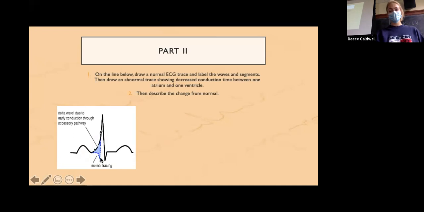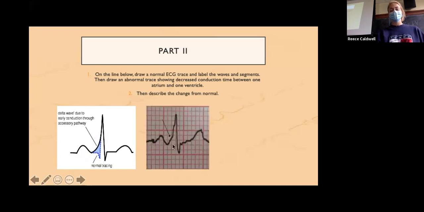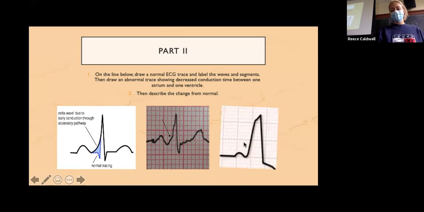So here's what a normal EKG would look like. And then someone with WPW, you can see that one ventricle contracts quicker than the other. That's not shown as well here, but on a real EKG, you can see how one ventricle contracts and then the next ventricle contracts.